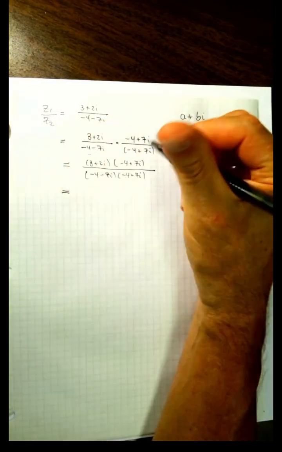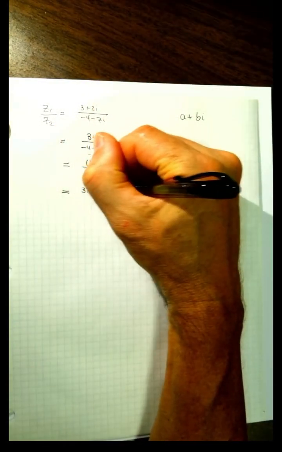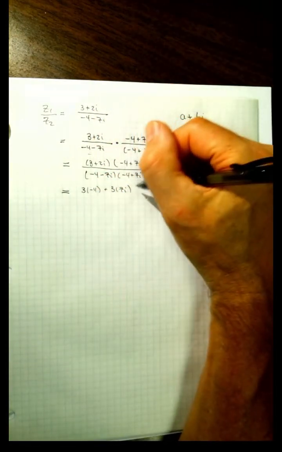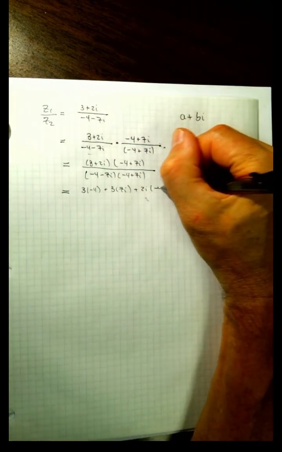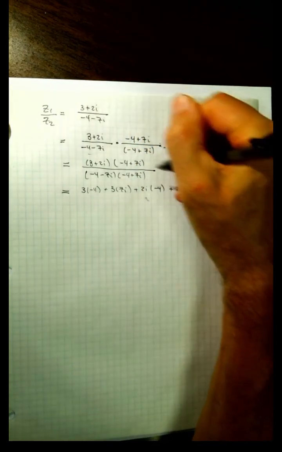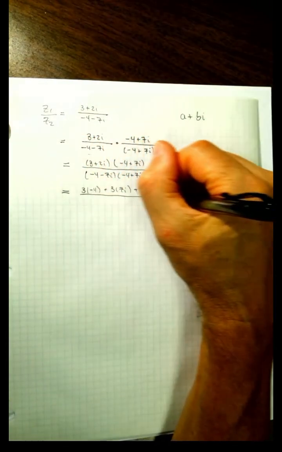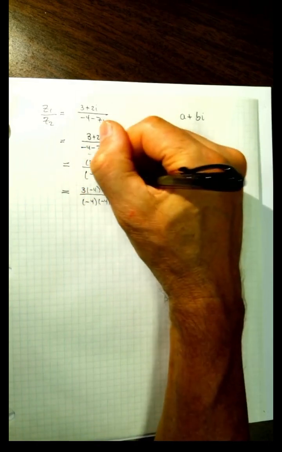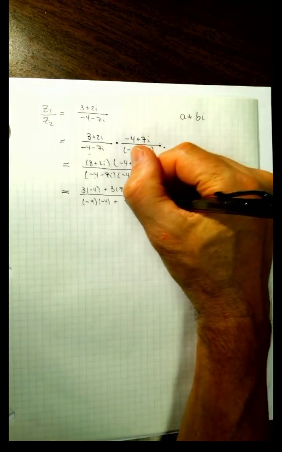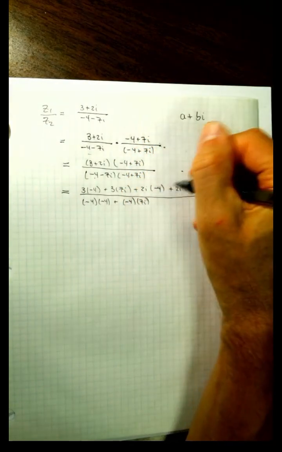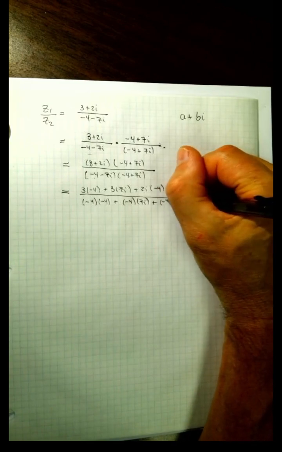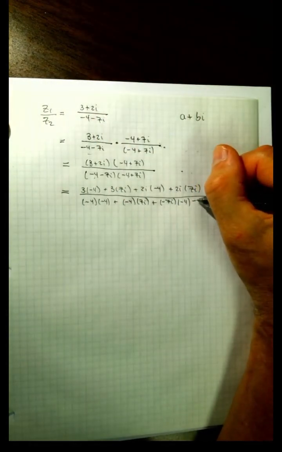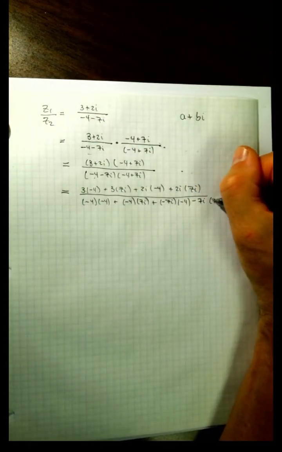And now, when I FOIL this out, so I'm going to have 3 times -4 plus 3 times 7i plus 2i times -4 plus 2i times 7i. That's the numerator. The denominator, I'm going to have -4 times -4. I'm going to have -4 times 7i. Then I'm going to have my -7i times -4. And then I'm going to have my -7i times 7i.